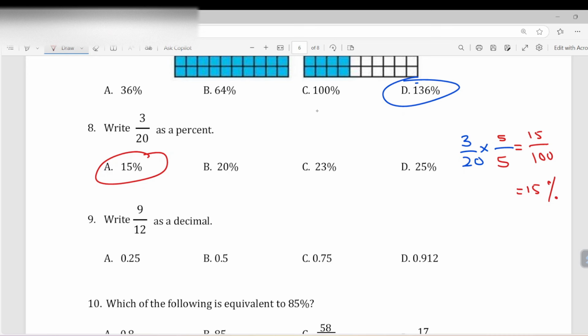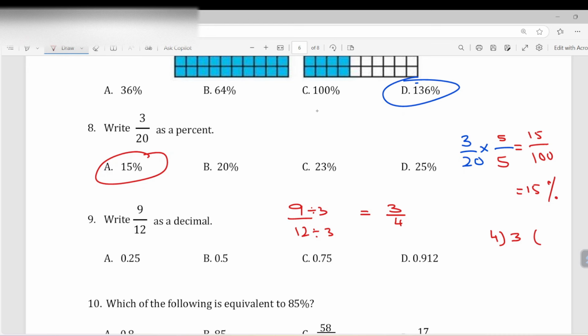Next. What is next? The next question is 9 by 12 as a decimal. You see, 9 by 12, can it be simplified? Yes, it can be simplified. Divide by 3, divide by 3. This is 3, this is 4. 3 by 4. We don't have 3 by 4 here in decimal form. So you have to divide 3 by 4.